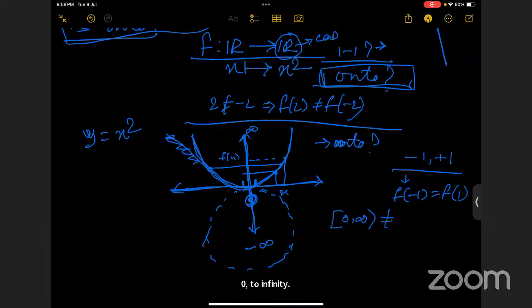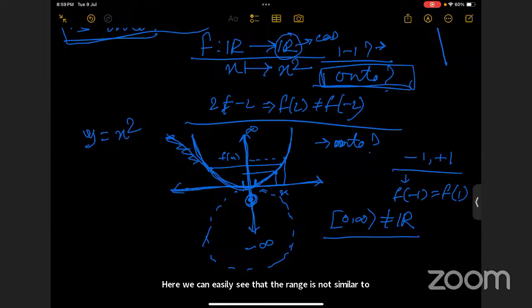Clearly, this is not equal to the real line. So this function is not onto, right? Yes, ma'am. Simple thing is, if a function is onto, then the range will be the same as the codomain. Here, we can easily see that the range is not similar to the codomain. So the function is not onto, okay?